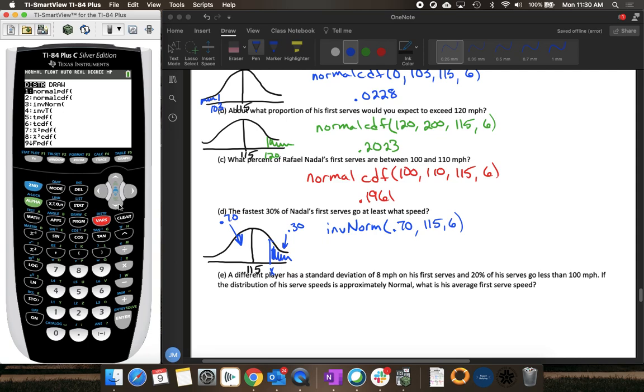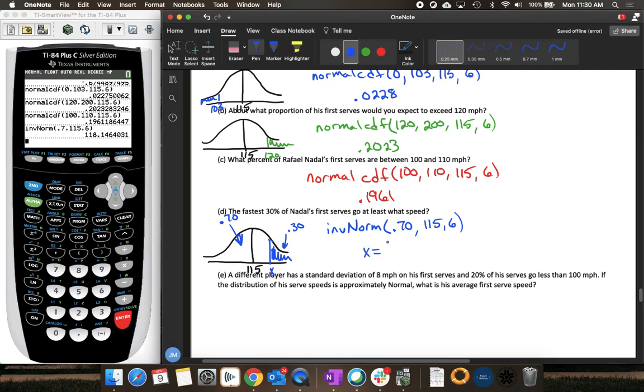So second vars to get there, inverse norm is option 3. For area to the left, again, we'll type in 0.7. And then for our mean, we'll change that to be 115. Standard deviation will change to be 6. So if you're typing this out with the parentheses, here's what that should look like. And so then it looks like our value for x is going to be equal to 118.15, and those were in terms of miles per hour. So anything more than 118 miles per hour would be about 30% of his serves.